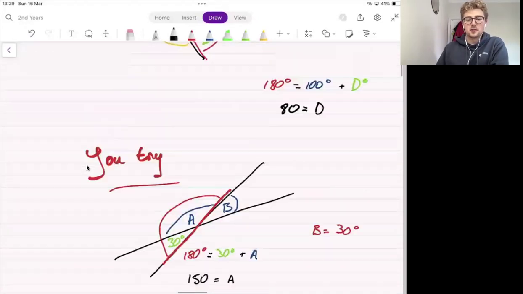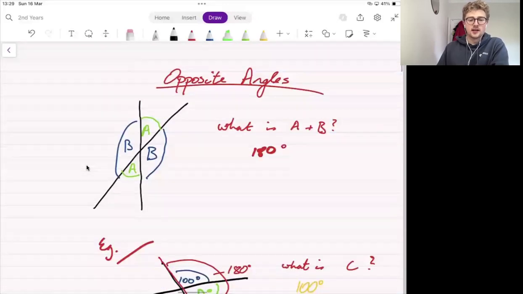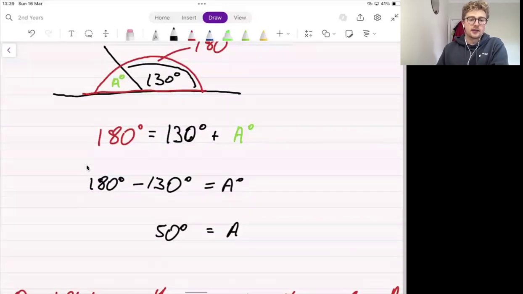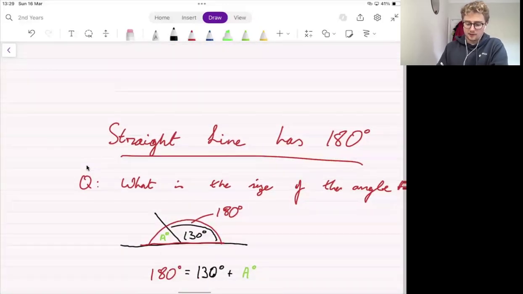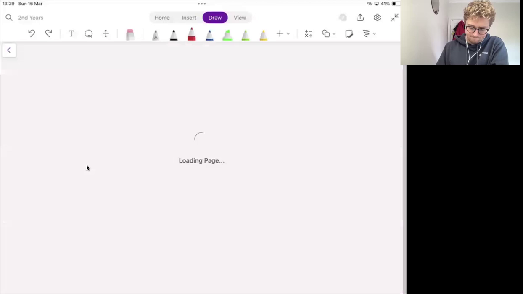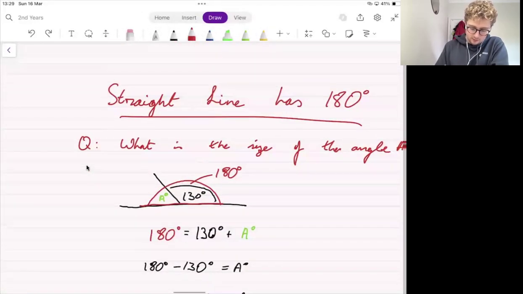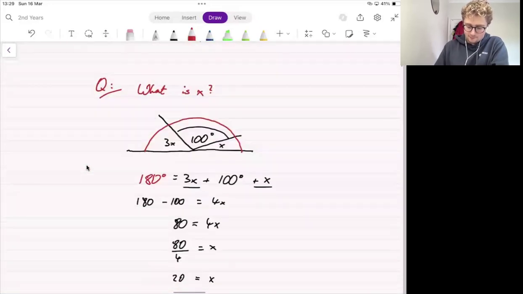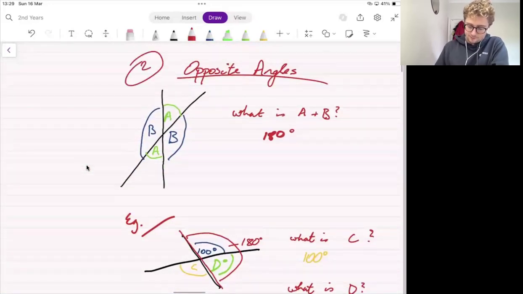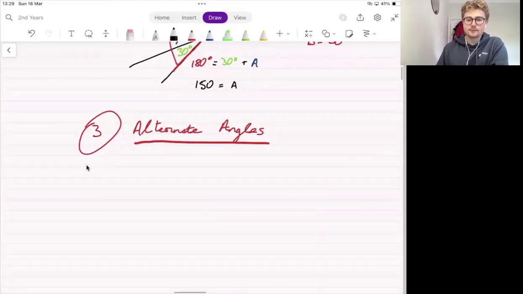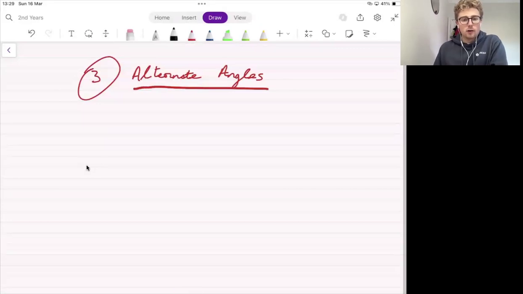What was the first rule? The first rule was, so we had two rules here. We have the opposite angles, so vertically opposite angles being equal, and we had the first rule being that a straight line has 180 degrees. I'll number them for you. So this is the first rule. This is the second rule. This is the third rule. Okay, so alternate angles.